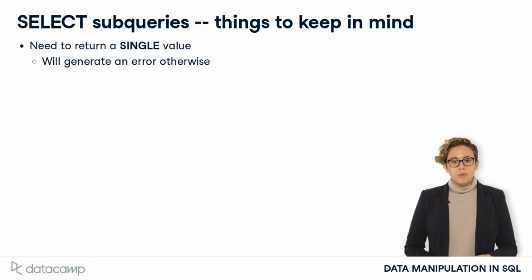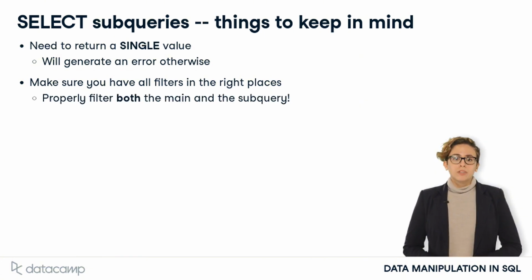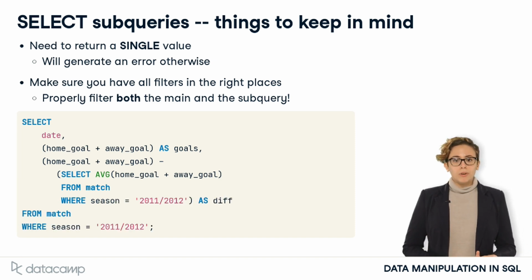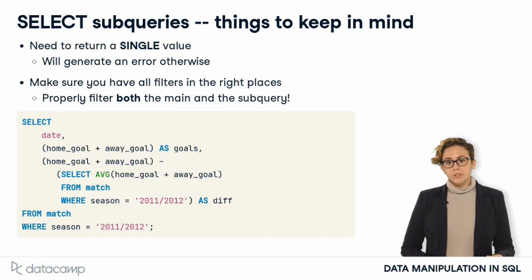The second thing to keep an eye out for is the correct placement of your data's filters in both the main and the subquery. Here's the query from the previous slide. Since the subquery is processed before the main query, you'll need to include the relevant filters in the subquery as well as the main query. Without the where clause you see here, in the subquery, the number returned would have been the overall average across all seasons, rather than in the 2011-2012 season.